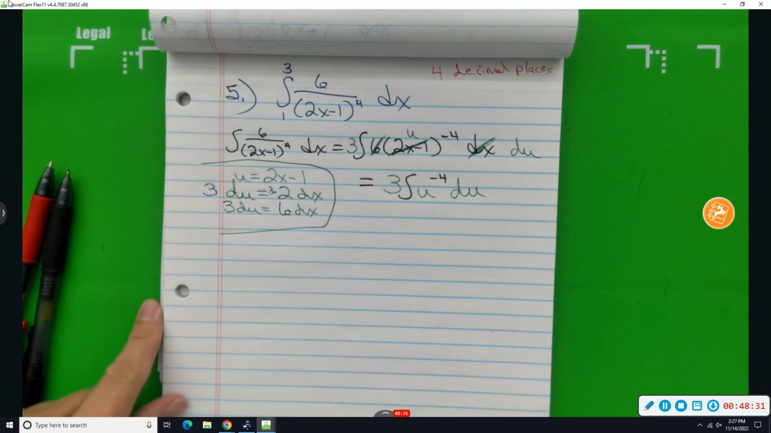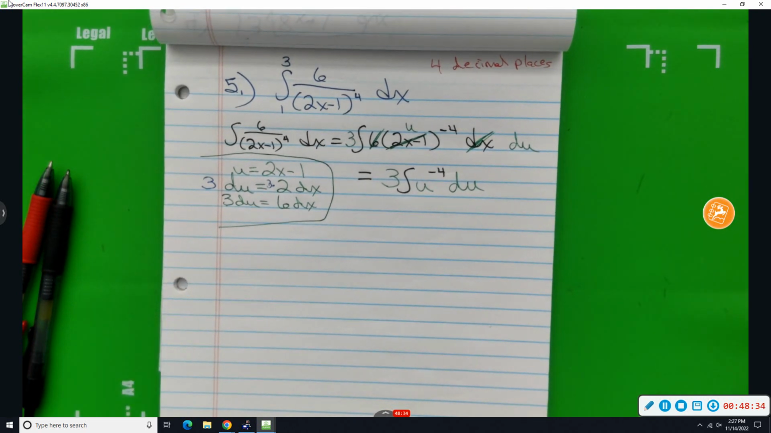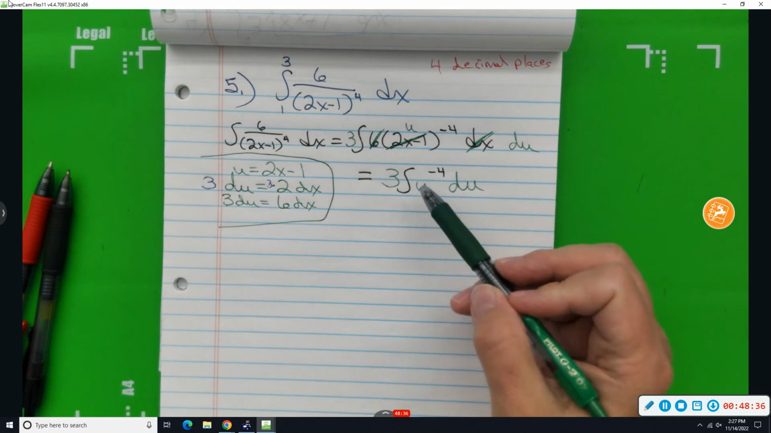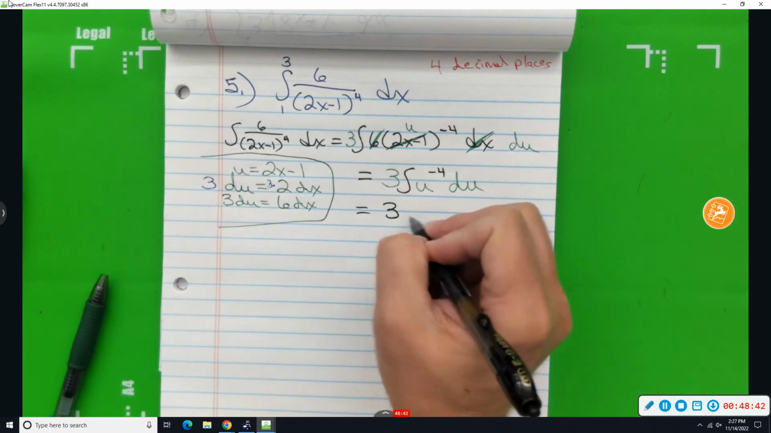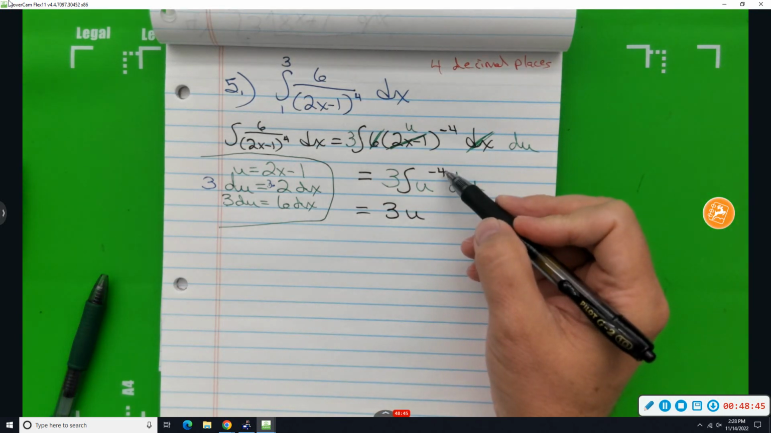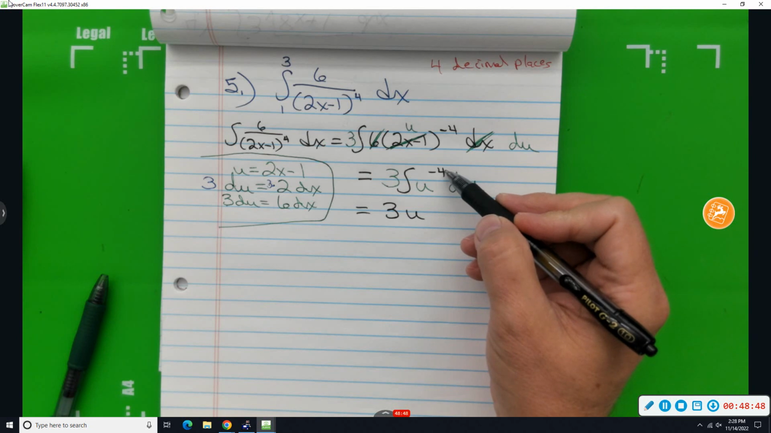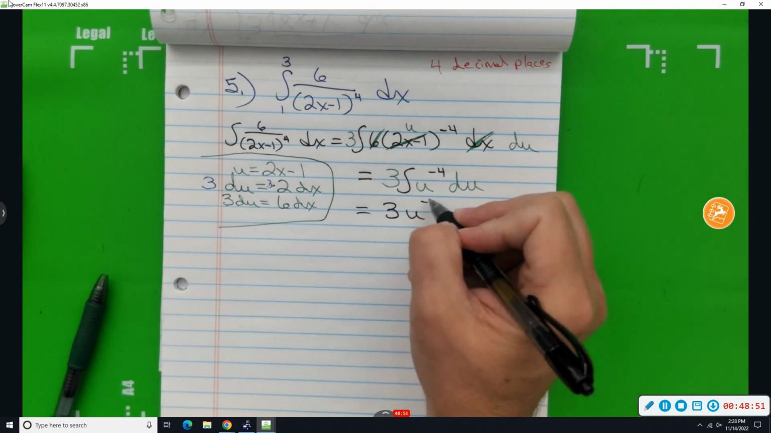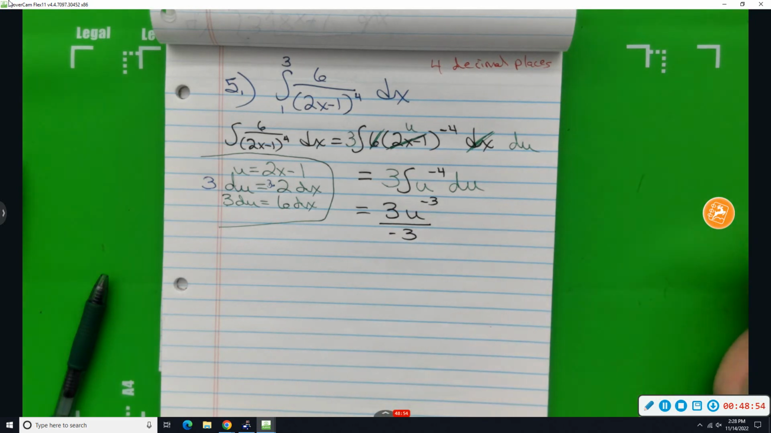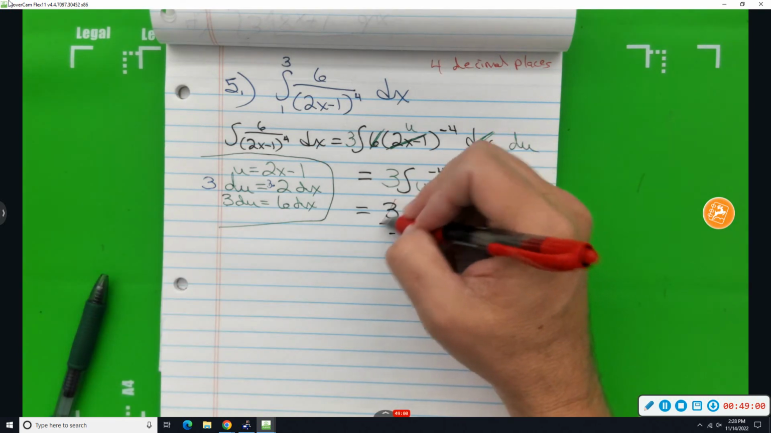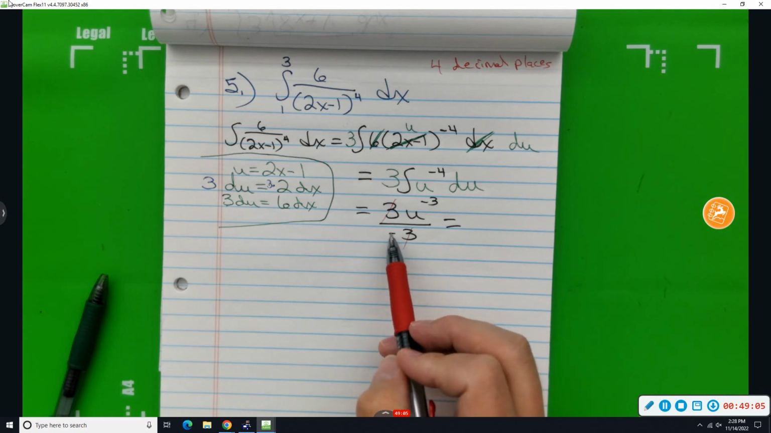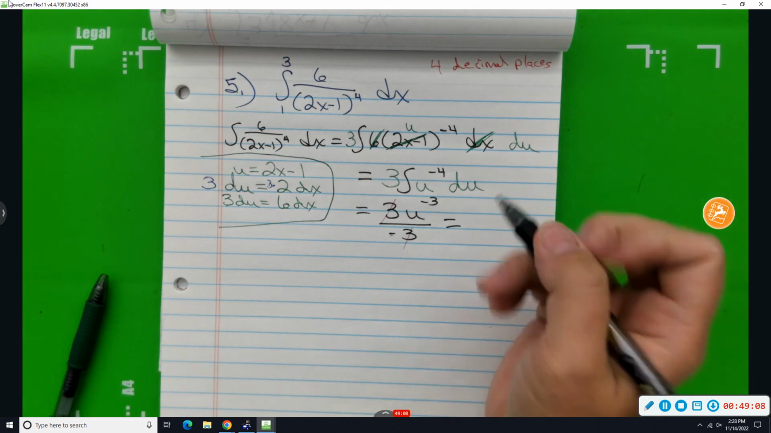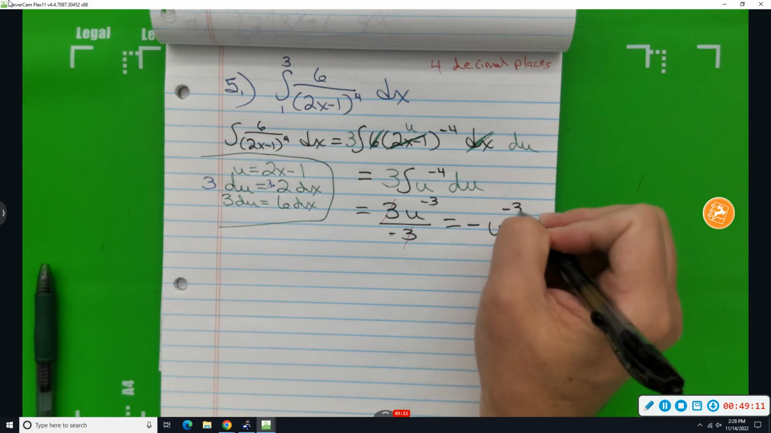We're not through yet, but we're almost through. Now that we've made the substitution, we know how to anti-differentiate a variable to a power. We have a 3 u, add 1, negative 4 plus 1 gives me a negative 3, divide by negative 3. Oh, we can cancel a 3 above and below. So we have a u to the negative 3 divided by a negative 1.